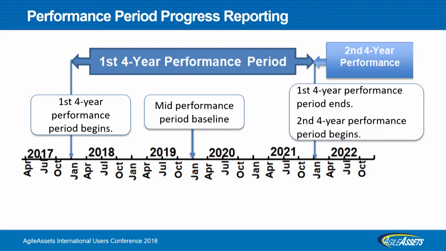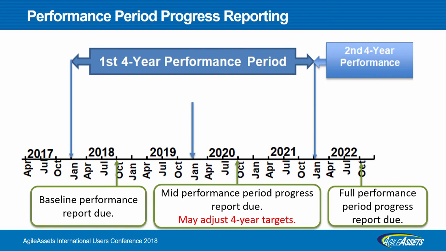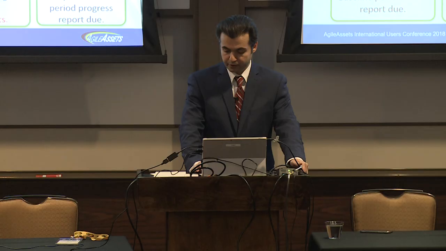So these are the baselines you see, and these are the report due dates. The first one is October this year. In the mid performance period report, you have a chance to update the targets if needed. And the full performance period report will be due on October 1st, 2022.